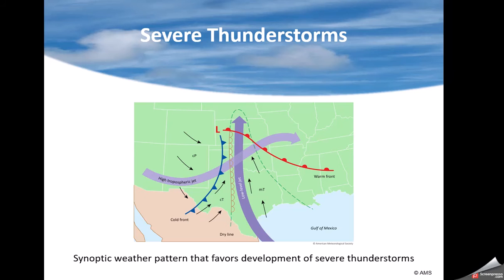So wind shear is what enhances these thunderstorms. And one of the questions you're going to get is, what is a synoptic weather pattern that causes severe weather in the Midwest? And here in the Midwest we're talking about Texas, Oklahoma, Nebraska, and Kansas. And that is Tornado Alley, literally where they mostly form a lot of times.